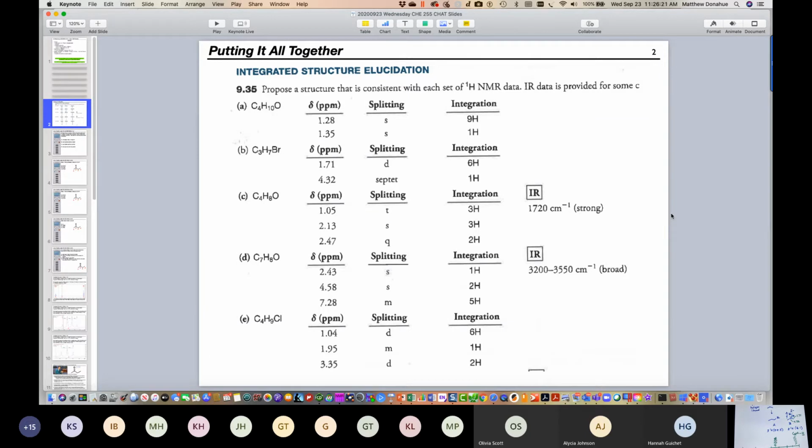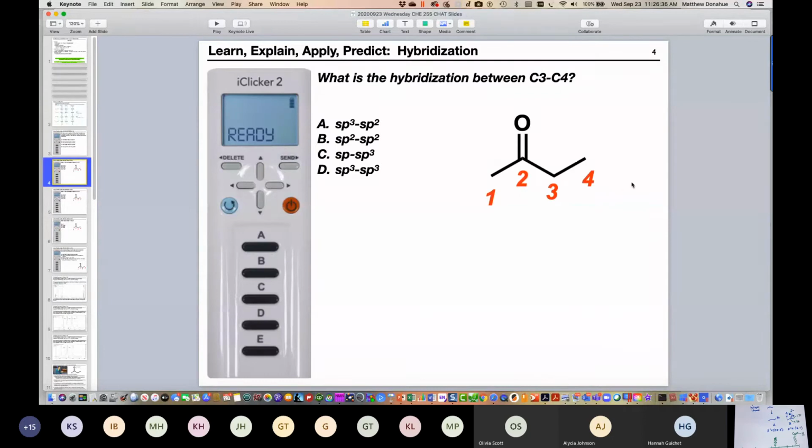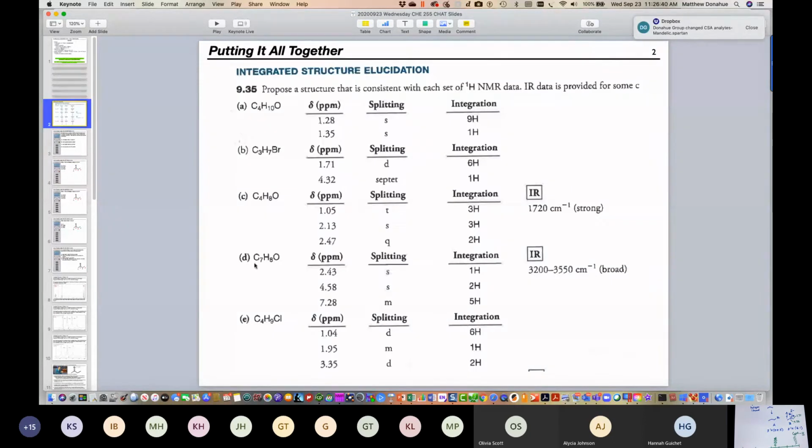I don't see any. Maybe let's try D. So D. We've seen C before, so I'll show you what the answer to C is. C is this compound, which we talked a lot about already. So let's try D. D is something new.